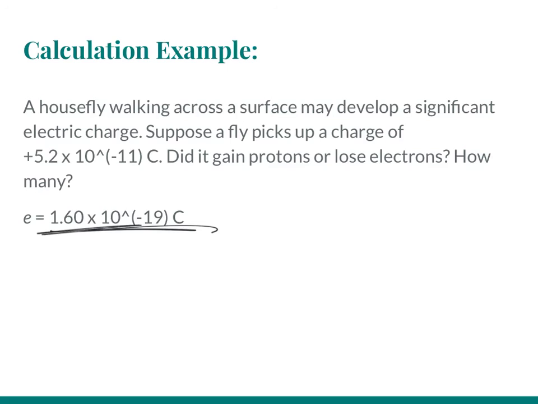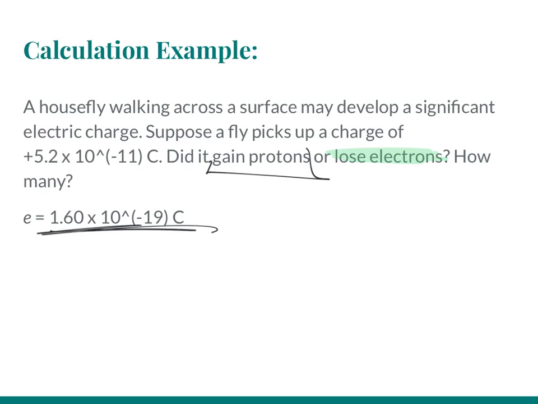So the first question, gaining protons or losing electrons. Gaining protons is not a thing that happens. The protons are not what transfers charge. It is the electrons because they're on the outside of the atom. So we're going to choose here losing electrons. That's the answer. And now we got to figure out how many.